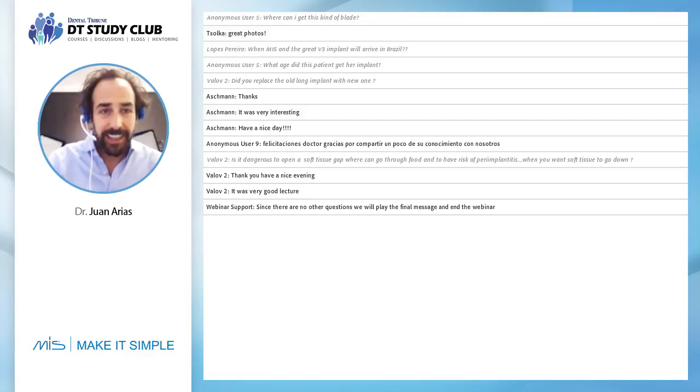In Brazil, when the MIS and the great V3 implant will arrive in Brazil, I think there's nothing that I can do with that. I think that MIS can answer a lot better than that.